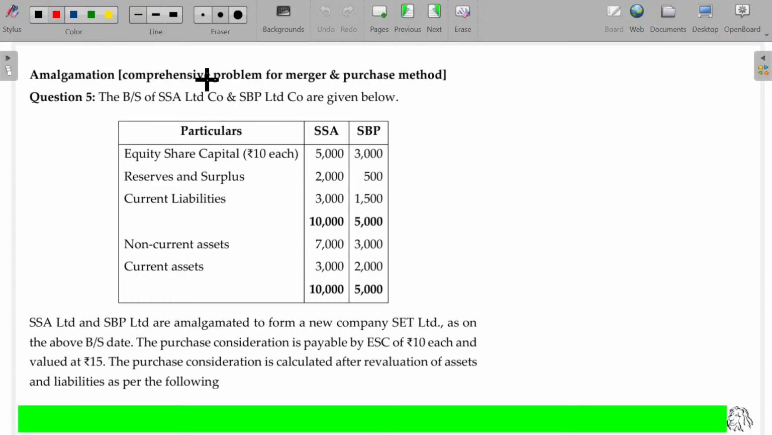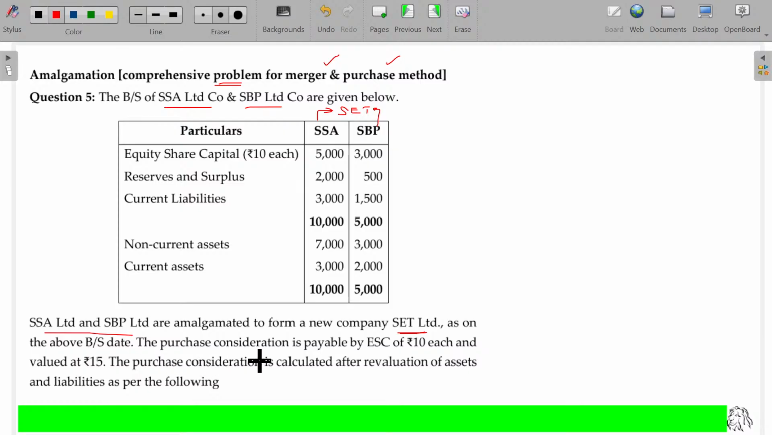Amalgamation, a comprehensive problem where we solve this illustration under merger as well as purchase method both. The balance sheets of SSA Limited and SBB Limited are given below. SSA and SBB are amalgamated to form a new company, SET. So SET is formed to take over these two companies.